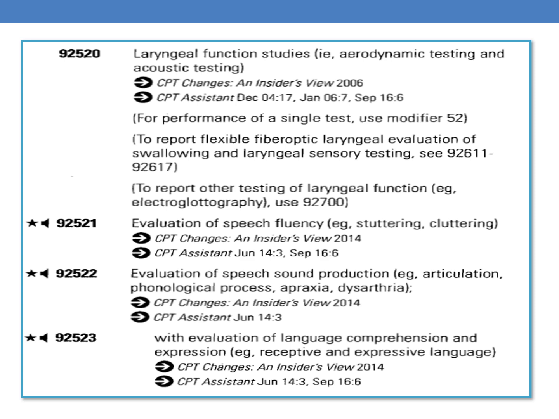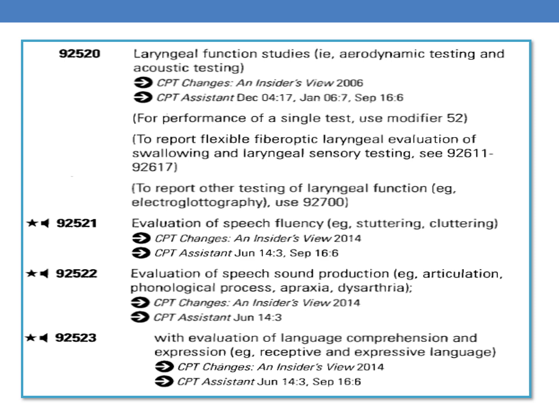The next is 92521. It includes evaluation of speech fluency, for example stuttering and cluttering. The next is 92522. It includes evaluation of speech sound production. 92521 includes evaluation of speech fluency, whereas 92522 includes evaluation of speech sound production. For example, articulation, phonological process, apraxia and dysarthria.